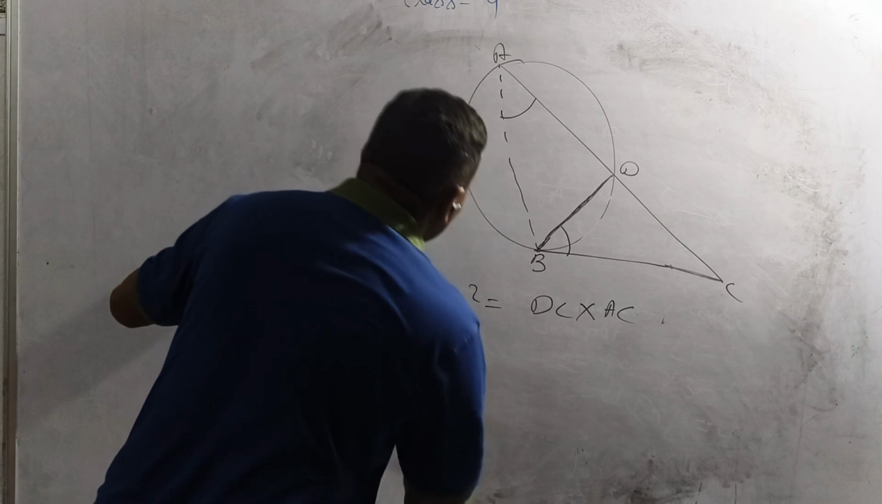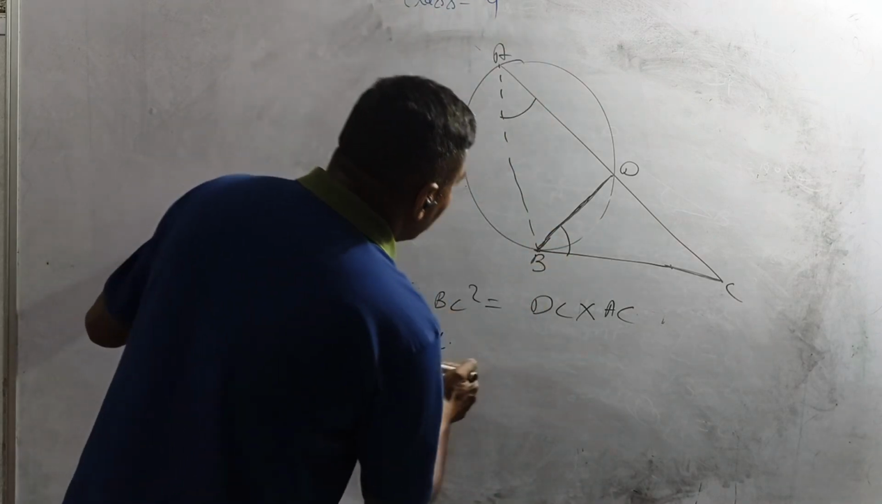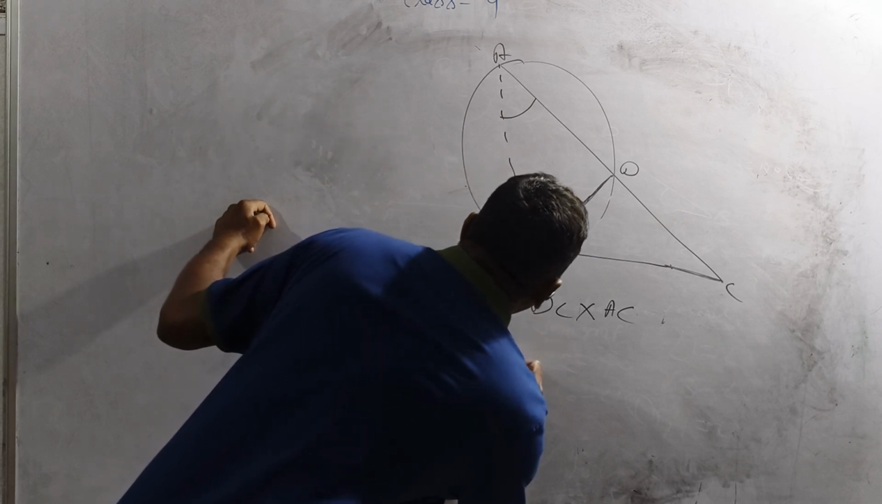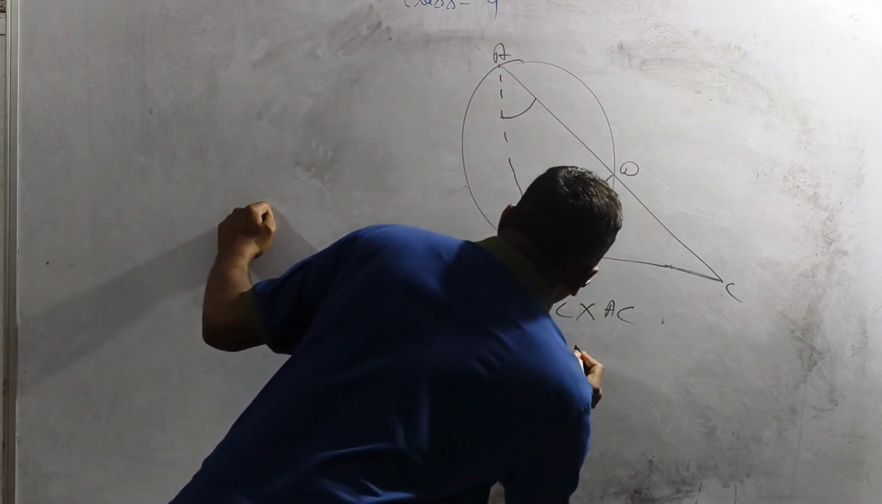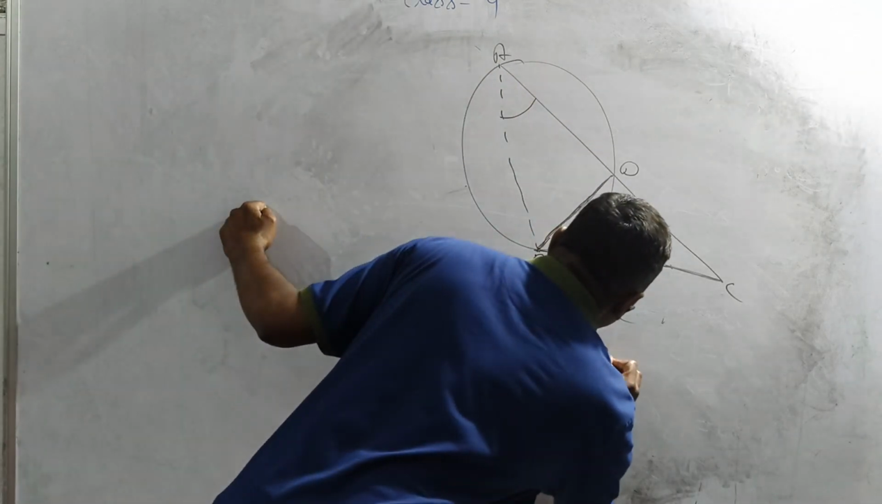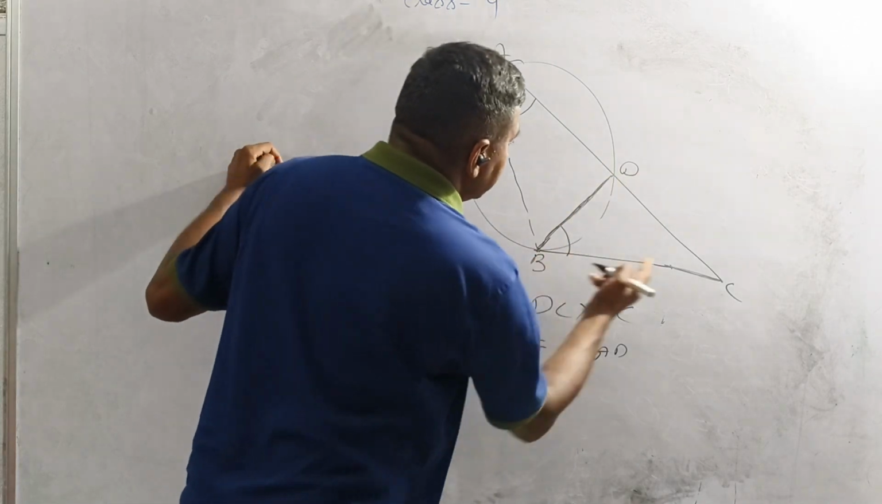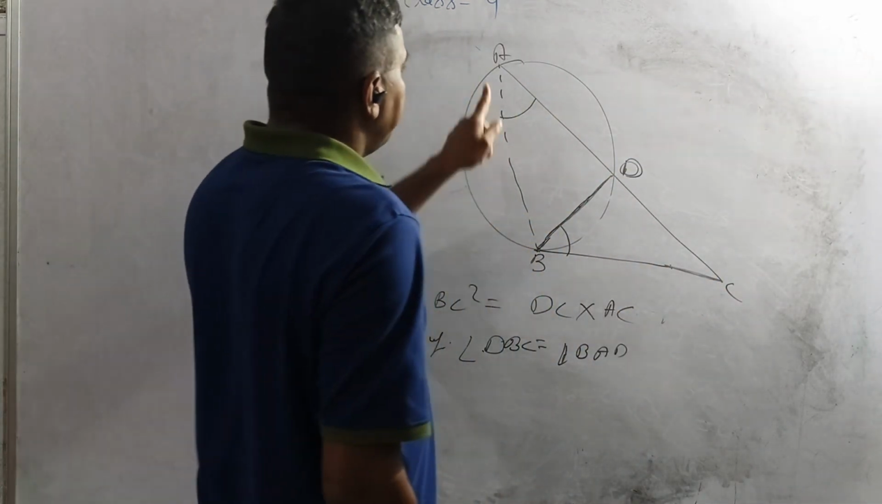Proof: join BA. That is the construction part. Proof is: angle DBC is equal to angle BAD. Angle DBC is equal to angle BAD.